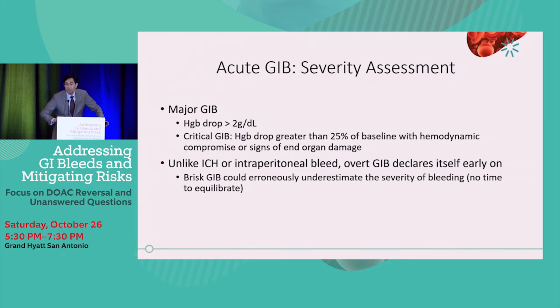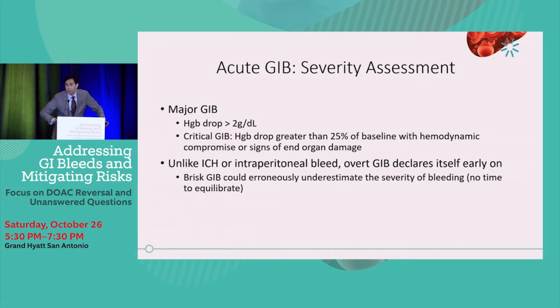So in terms of assessing severity of the GI bleeding, I think Dr. Dresden mentioned that for major GI bleeding, one of the components is a hemoglobin drop greater than 2 grams per deciliter. But I think one can also parse it a little bit and say critical GI bleeding is a hemoglobin drop greater than 25% from baseline with signs of hemodynamic compromise or signs of end organ damage.